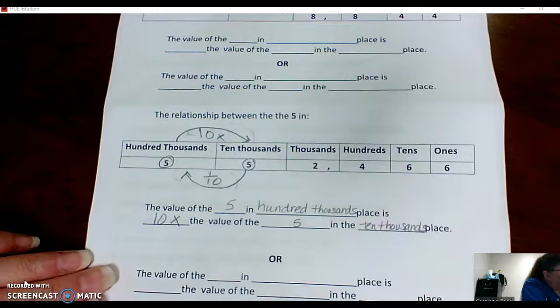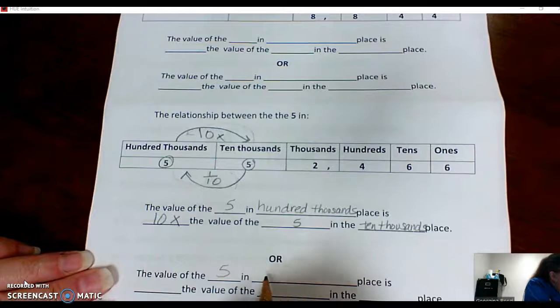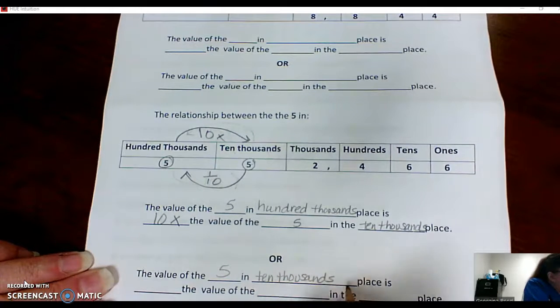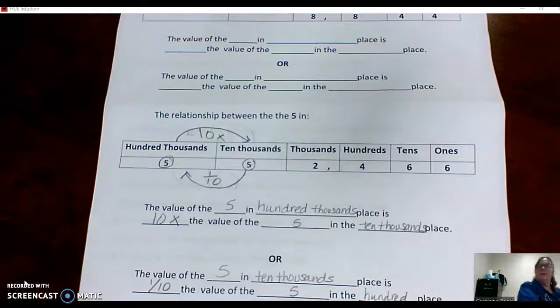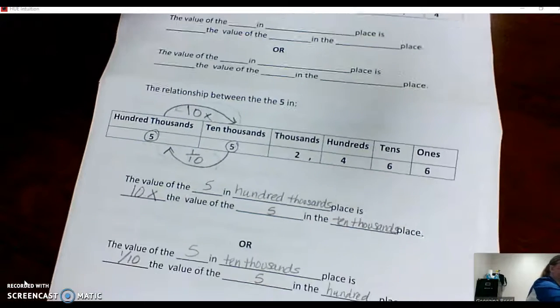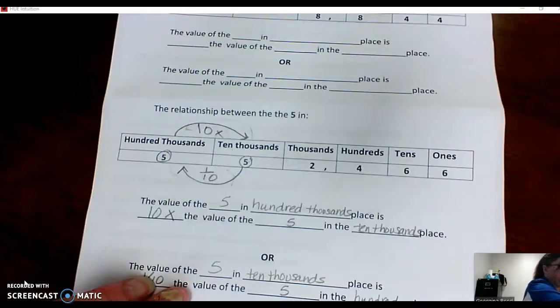And in reverse, the value of the 5 in the 10,000s place is 1/10 the value of the 5 in the 100,000s place. Okay? Now, that is understanding the relationship.